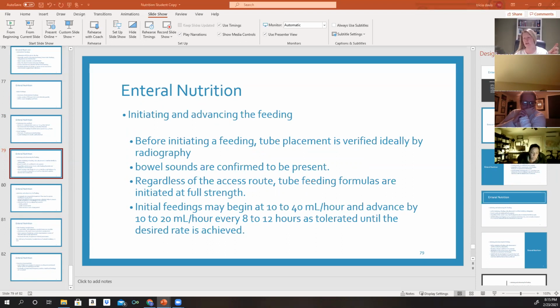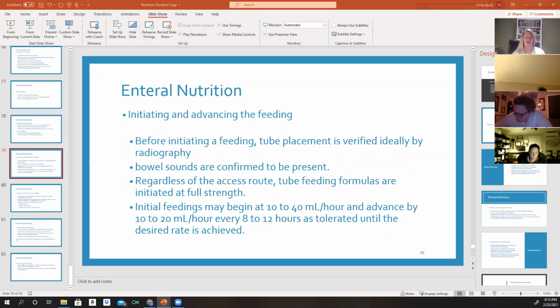They're going to leave, go get that x-ray, come back to IR, then the nurse will call you, give report, and they're going to come back to your floor. They will already have that it's okay to use order in the computer, and that x-ray will be there. Bowel sounds are confirmed to be present.